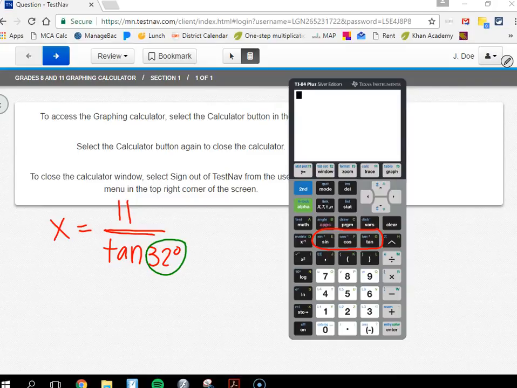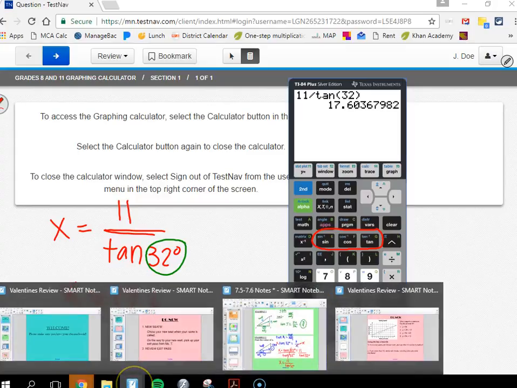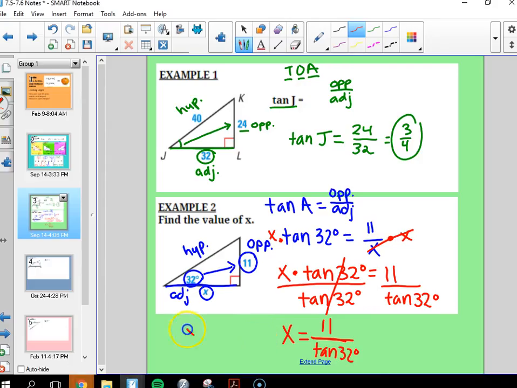And now all we have to do is type this in. So we do 11 divided by the tangent right there of 32. Close that parentheses and hit enter. And we get 17.60367982. We do want to round, and our rule of thumb will be we'll round to the nearest tenth. So we'll say x equals 17.6. So right here, x equals 17.6.